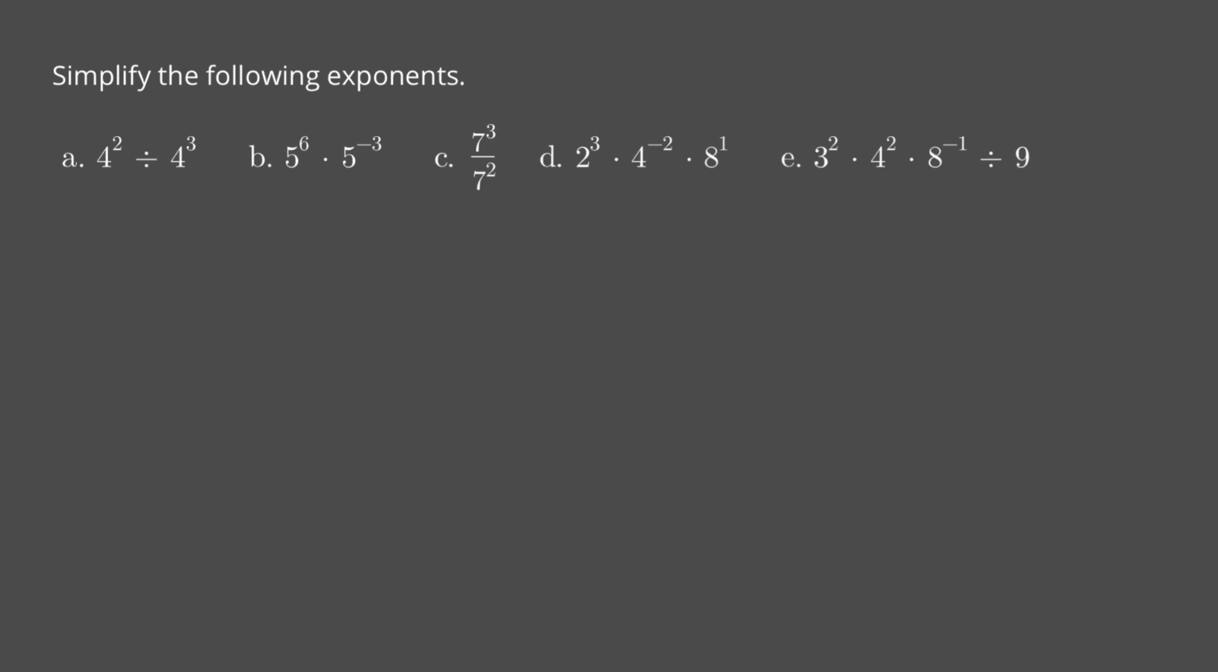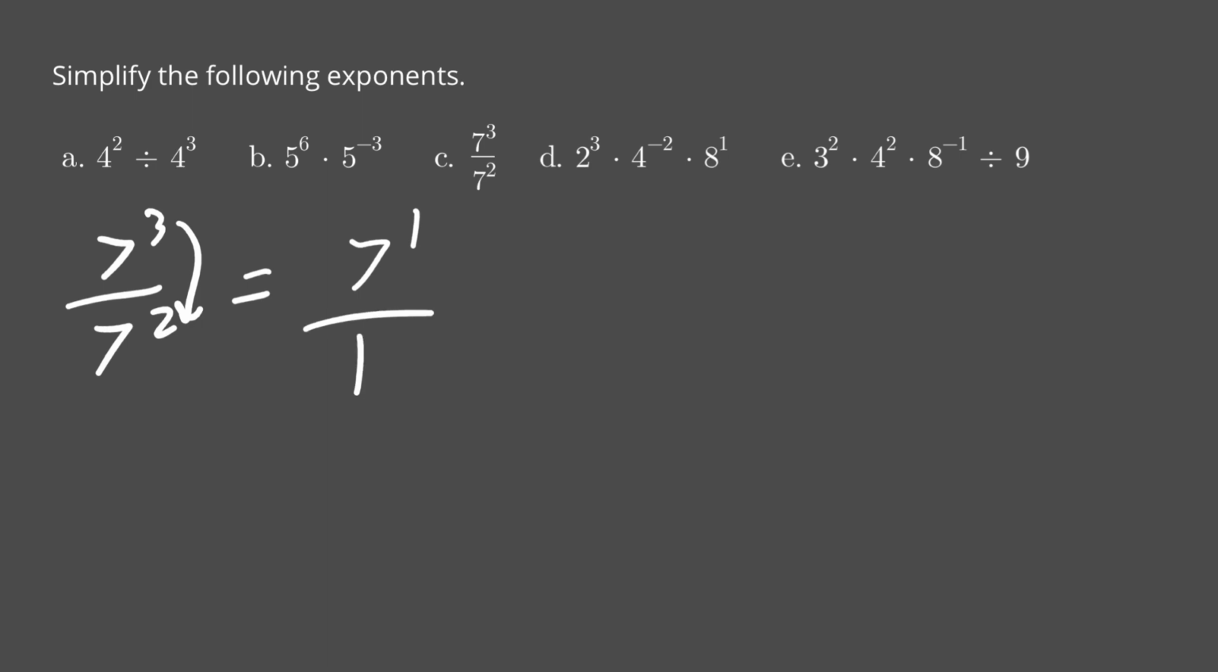For the solution, we will start off by writing our problem, and we will use the same method that we ended with before. So we're going to compare the top and bottom exponents. The 3 is larger than the 2. 3 minus 2 gives us a 1 left over. So we have 7 to power 1 on top. The bottom exponent lost, so that just becomes a 1. And that's our final answer, 7 to power 1. All right, let's move on to part D.